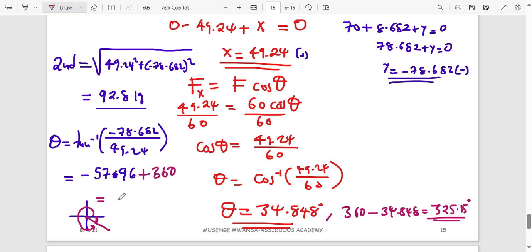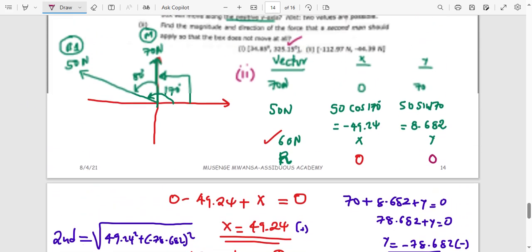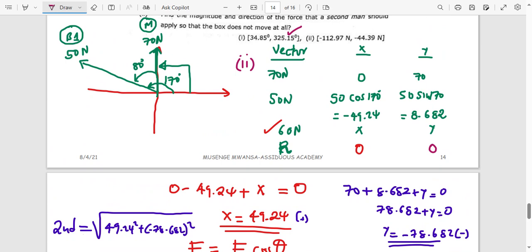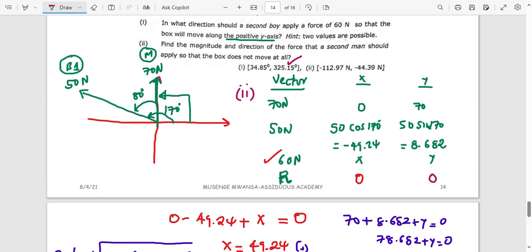So that has given me 302.04 degrees. So you can see 92 and 302. And these values are totally different. Okay, they can't even be correct.